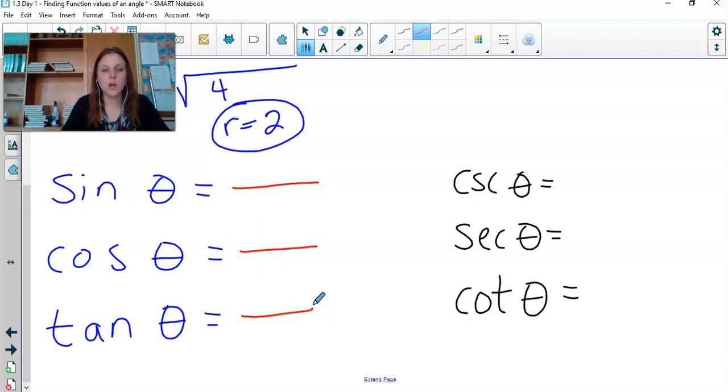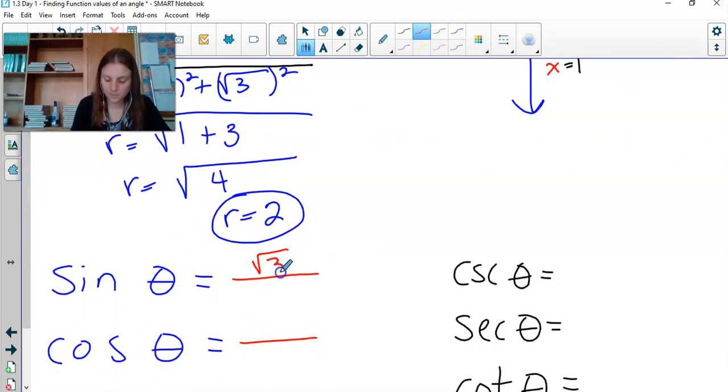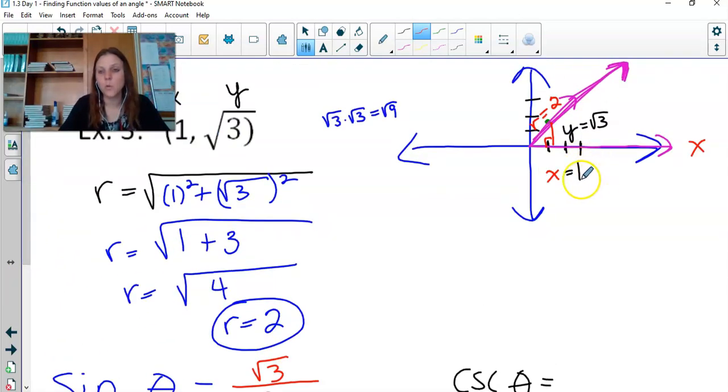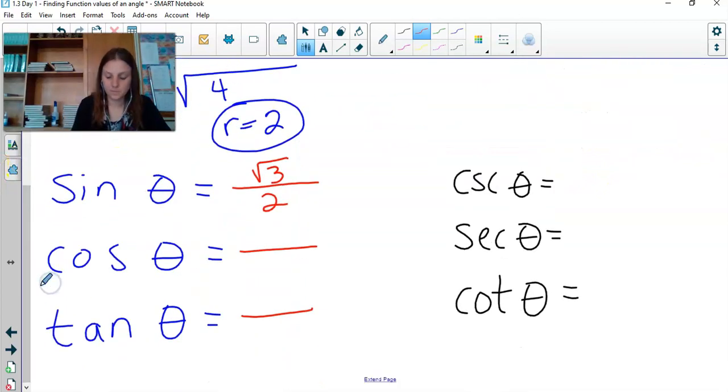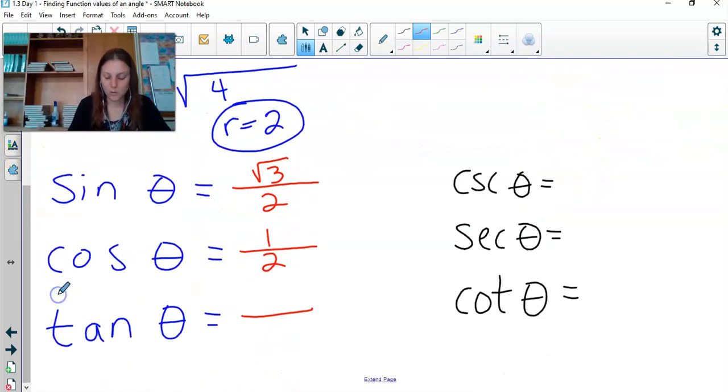If you need to look at your chart, you can go back and find sine. Sine is always y over r. So in your picture, square root of 3 over 2. The cosine is always x over r, so 1 over 2. The tangent is always y over x, and I'm getting this off of the chart, y over x. So root 3 over 1, which you could just write as square root of 3 or root 3.